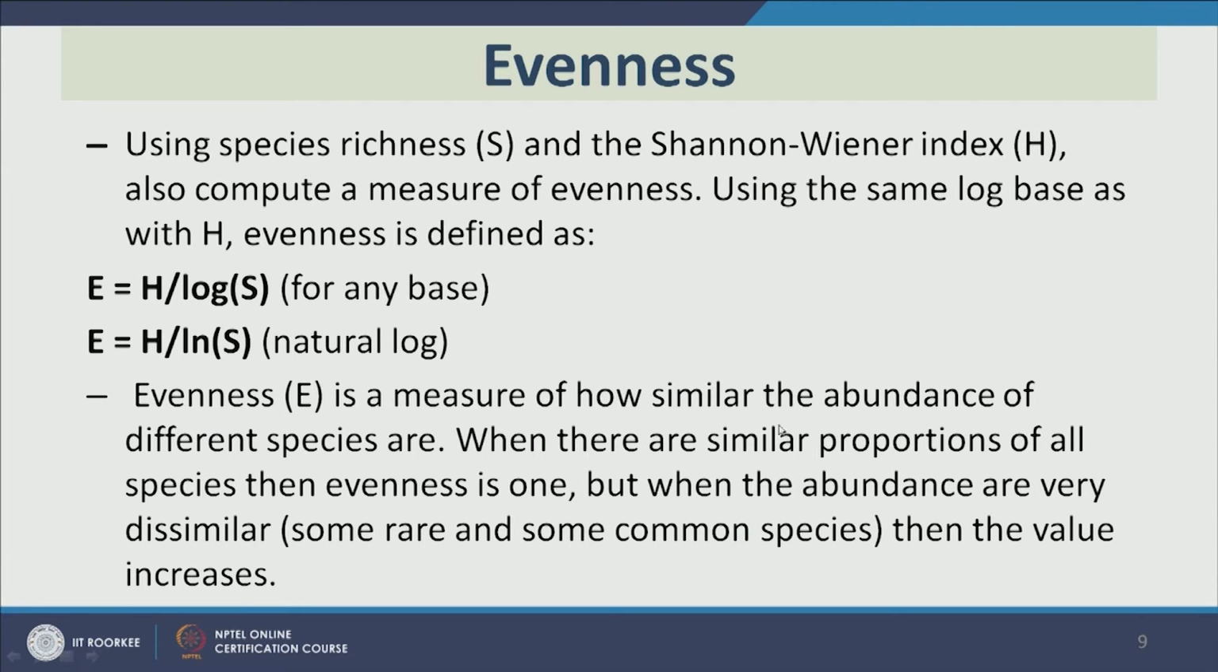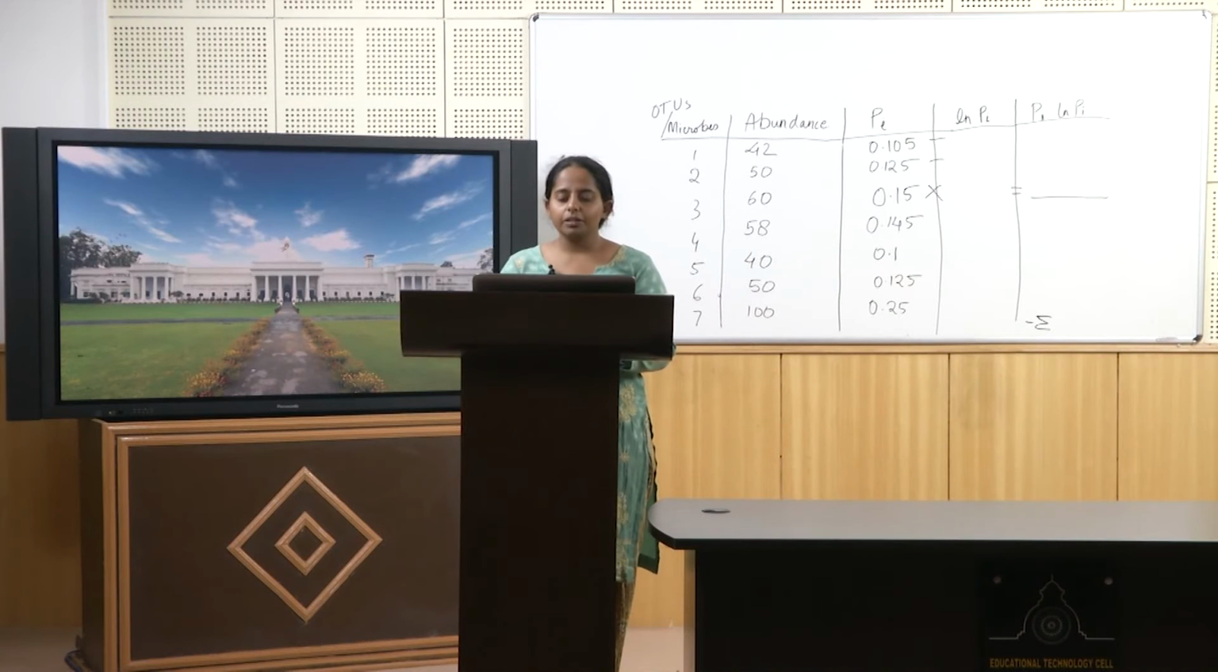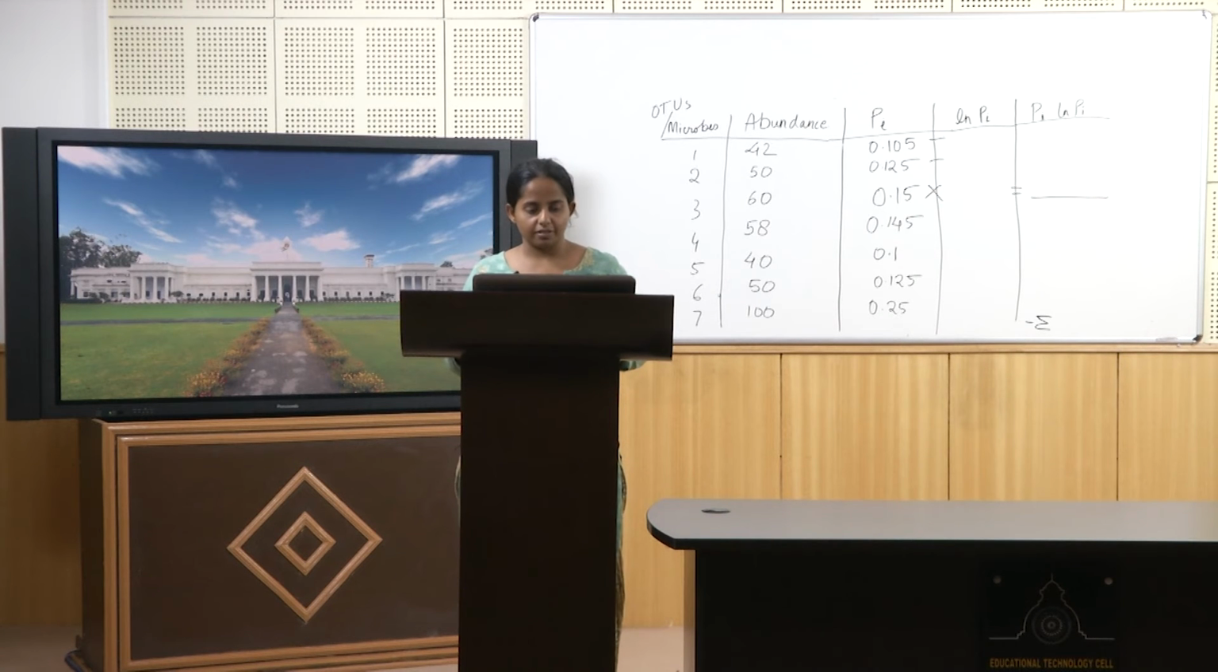So evenness is a measure of how similar the abundance of different species are. We already talked about it. When there are similar proportions of all species, then evenness is 1. So the closer evenness is to 1, you know that it's perfectly even. The further away, you know it's not even. But when abundances are very dissimilar, then the value increases.